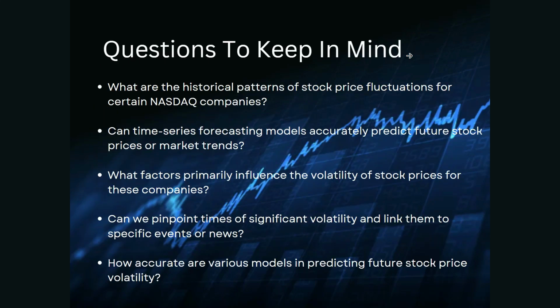The questions to keep in mind are: What are the historical patterns of stock price fluctuations for certain companies? Can time series forecasting models accurately predict future stock prices or market trends? What factors primarily influence the volatility of stock prices for the companies? Can we pinpoint times of significant volatility and link them to specific events or news? And how accurate are various models in predicting future stock price volatilities? I thought these five questions were important since they're related to stock markets, especially NASDAQ. So keep them in mind when I provide this information in slides.